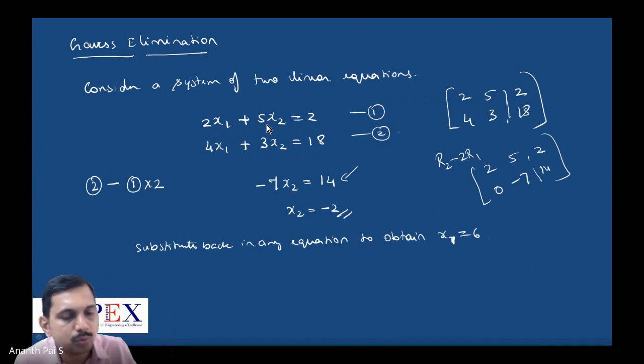Yeah, 1 into 2. I'm sorry, 1 into 2. So 5 twos are 10, 10 minus 3 minus this one. So you get minus 7. Minus 7 x2 is equal to 14. So x2 comes as minus 2.